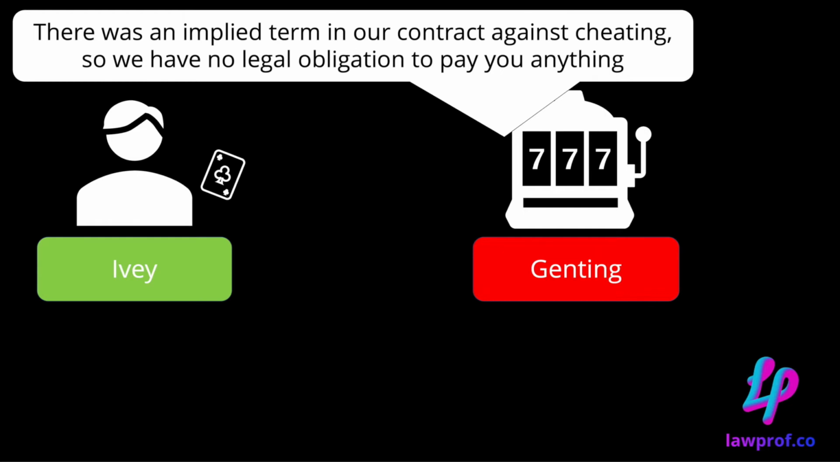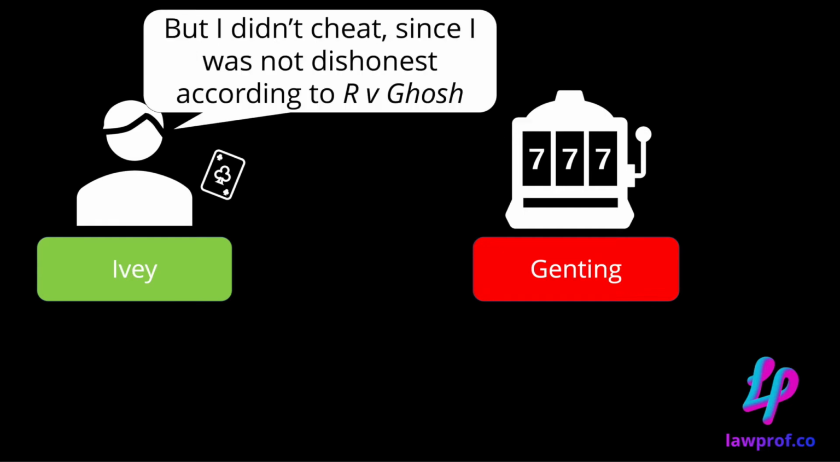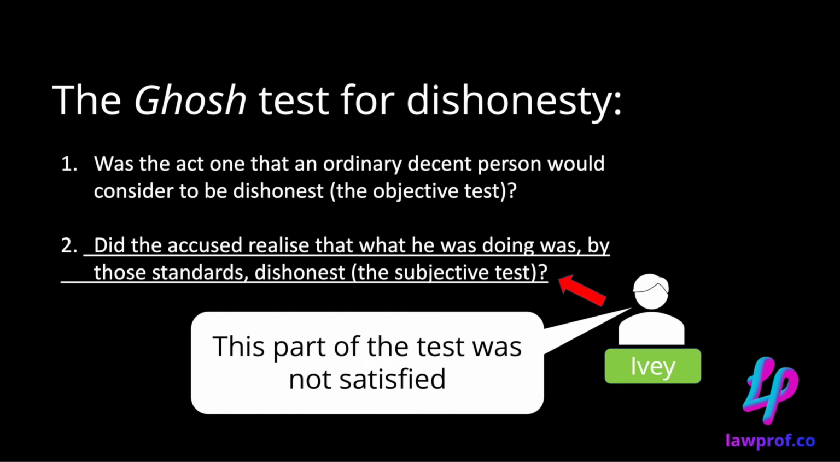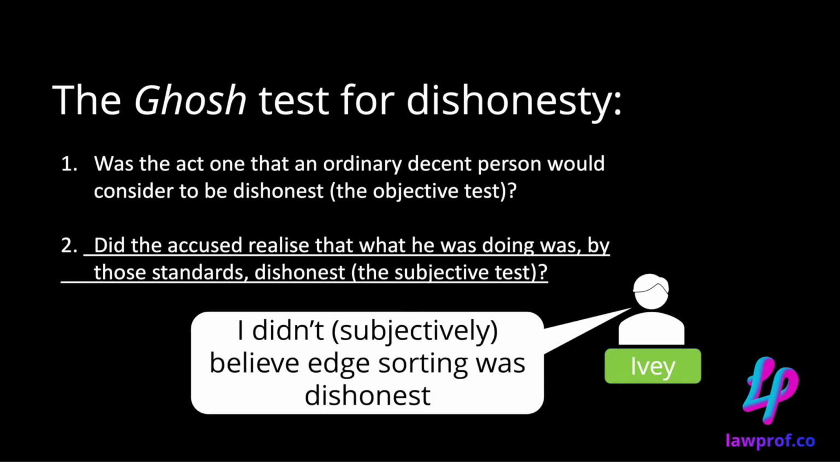contract with the claimant. The claimant argued that cheating involved dishonesty as defined in R v Ghosh, and that he did not meet the second limb of this Ghosh test, the subjective limb, which is highlighted here, because he genuinely believed that the technique he used was not cheating, and thus dishonesty would not be established.